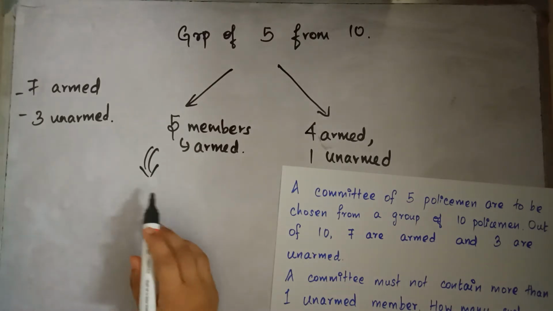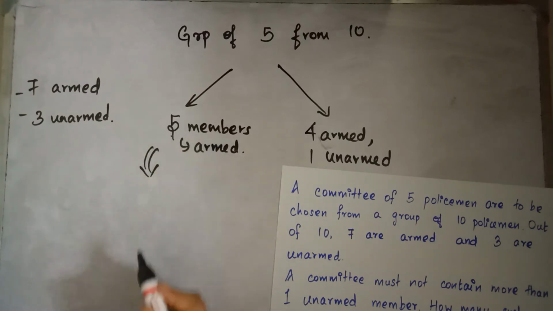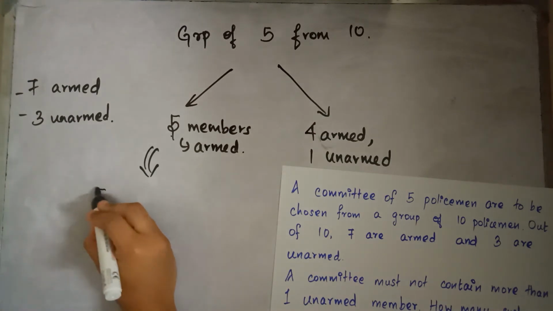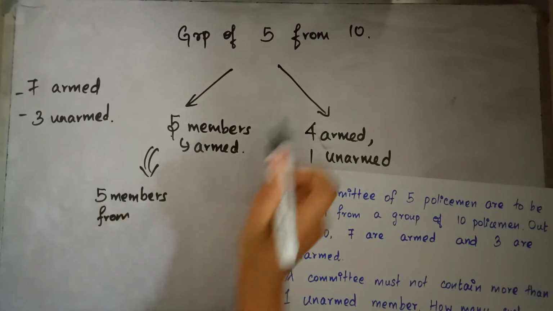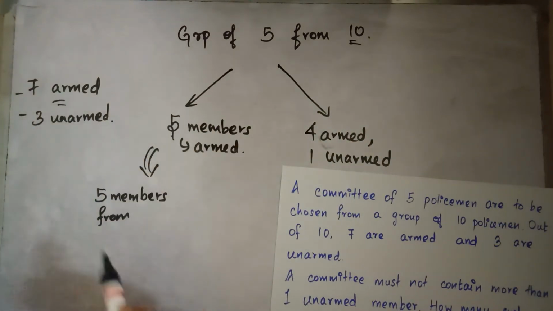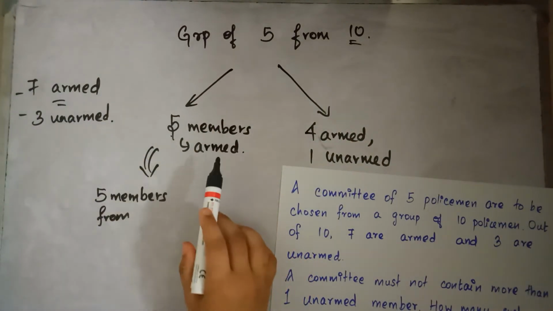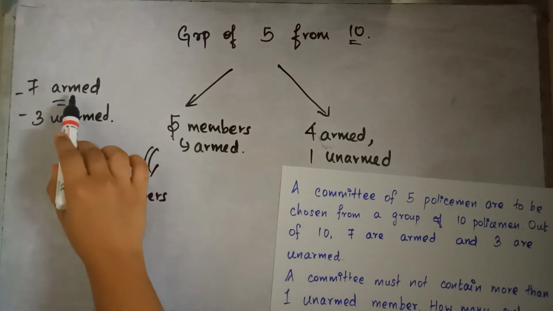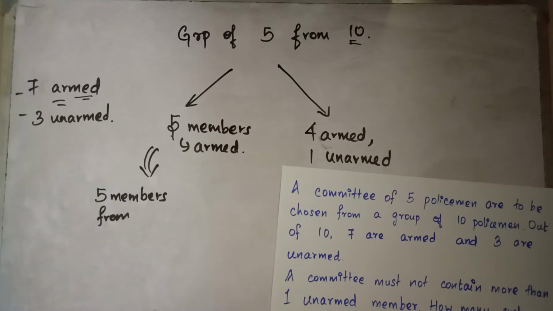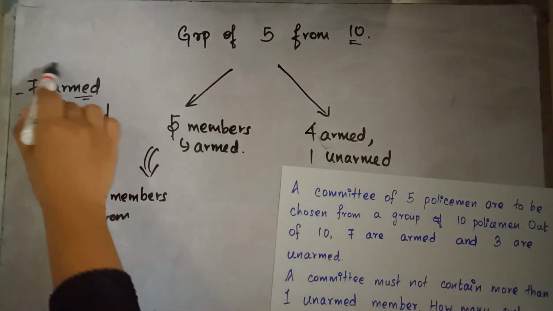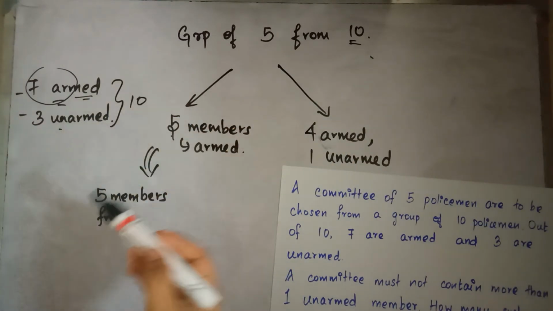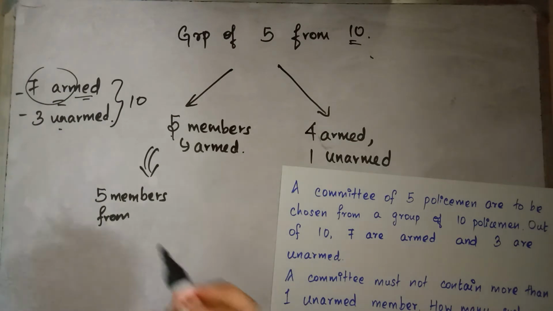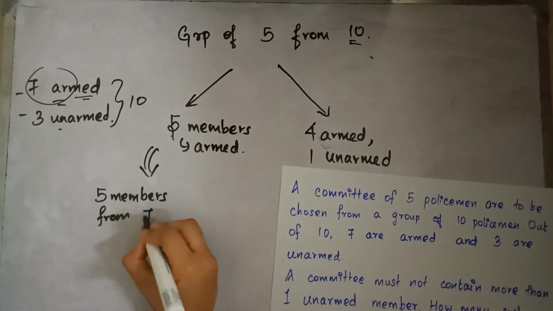First we'll be looking at this type of committee where all 5 of the members are armed members. So I have to form a group of 5 armed members. And how do I do that? I'll be choosing 5 members from how many people? Is it 10 or is it 7? Now I want to be sure that all 5 of them are armed members. Then I will choose from these 7 armed members only. I will ask these 3 unarmed to go to one side. Because if I choose from all of these 10, I can't be sure that I'll get 5 members who are armed. So I have to choose 5 members from 7 armed members.